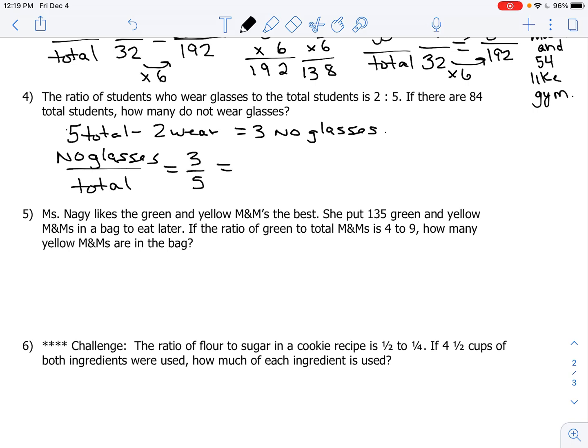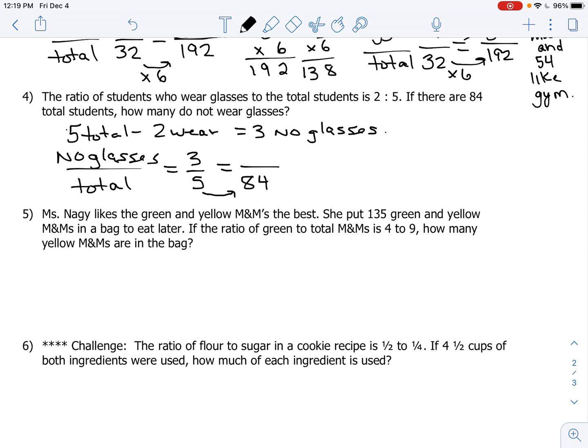We're setting up a ratio where there are 84 total students, and we want to know how many do not wear glasses. Now, sometimes this happens. I notice we can't multiply 5 times a whole number to make 84. It's going to be a decimal or a mixed number, and that's okay. In the end, we're going to have to round because we are talking about the number of students. So every once in a while, we will come across a question like this.